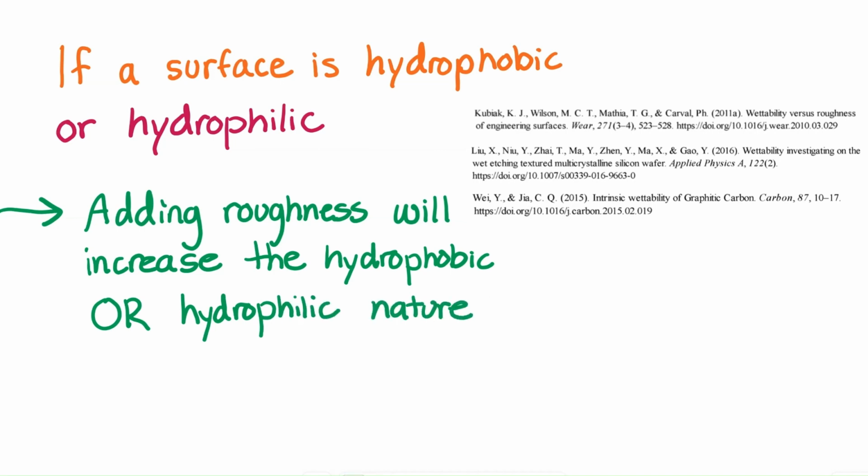In the third paper listed on the screen, it is stated that a hydrophilic surface would become more hydrophilic, and a hydrophobic surface would become more hydrophobic if it is rough. This is quoted from this third article, section 3.3, paragraph 1. What does this mean? If a surface is already hydrophobic, it will become more so, and if it is hydrophilic, it will also become more hydrophilic.